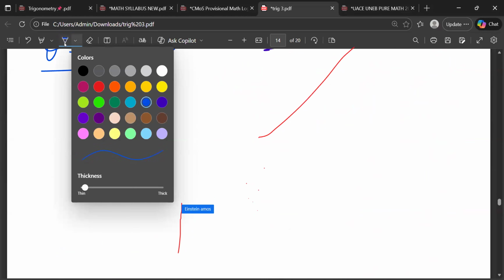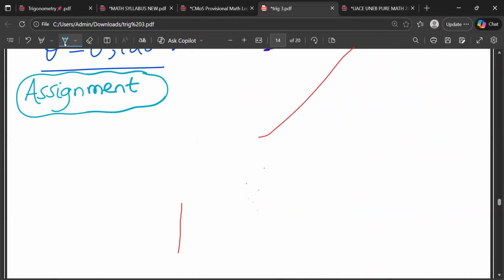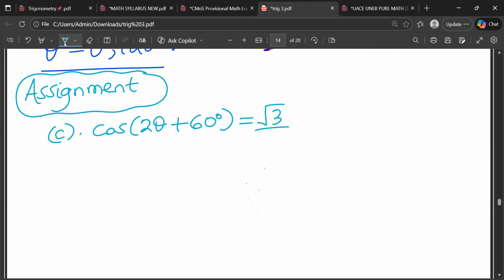This is the assignment. The assignment I'm leaving is related to the things that were done in the morning. Just because these ones are new techniques. So what if it is cos, but it is 2 theta? Maybe plus 60. This is your 3/2. So D.